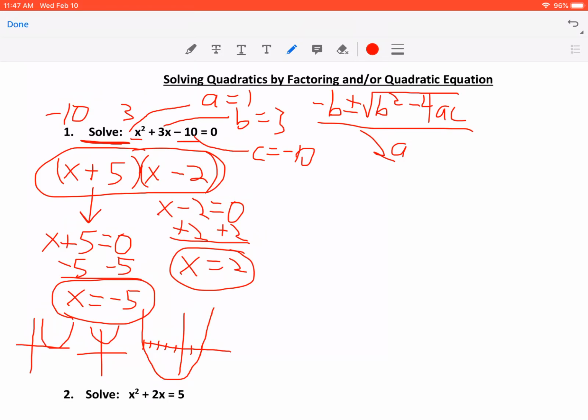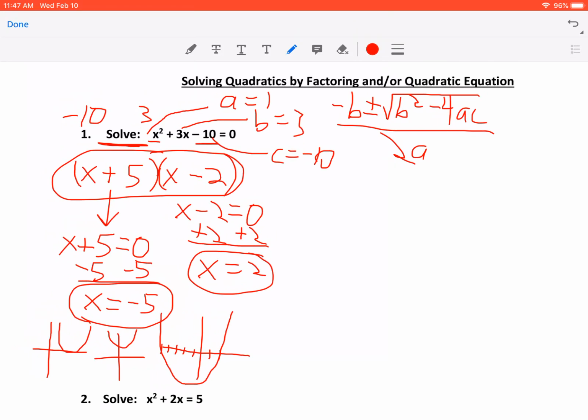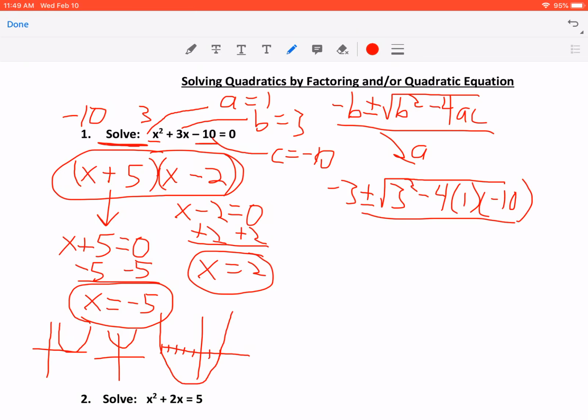And all you're doing is plugging the numbers in. So let's look at the formula. The formula said negative b, so if b is 3, that's negative 3, plus or minus the square root of b squared, that's going to be 3 squared. If you want to put 9, you can put 9, minus 4 times a, which was 1, times c, which was a negative 10, divided by 2 times 1.